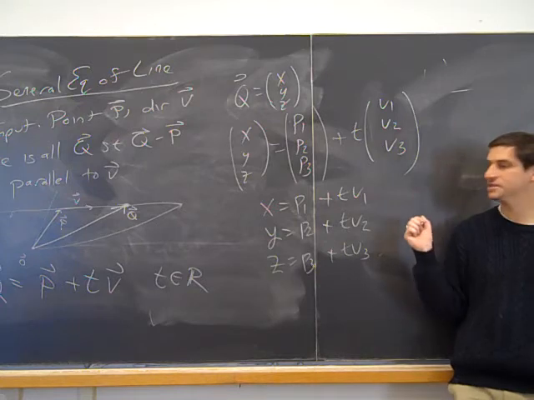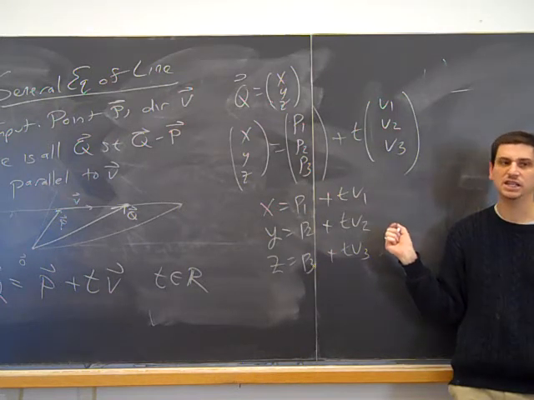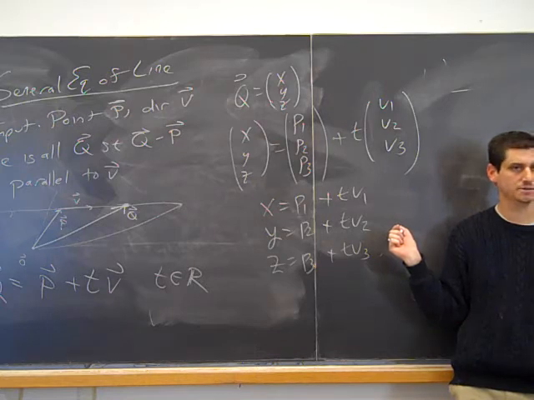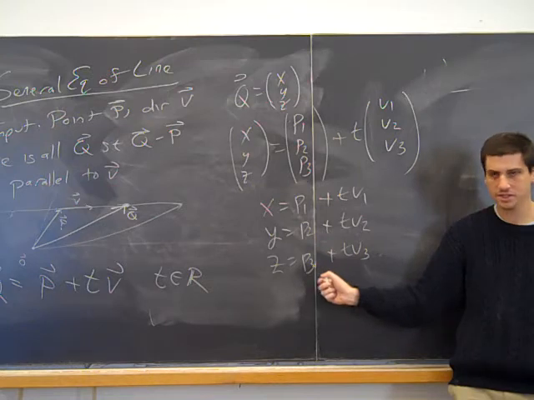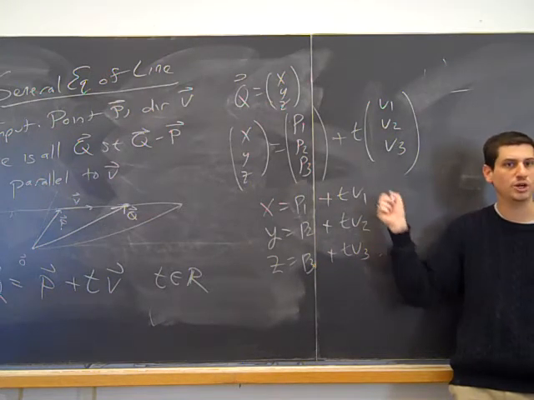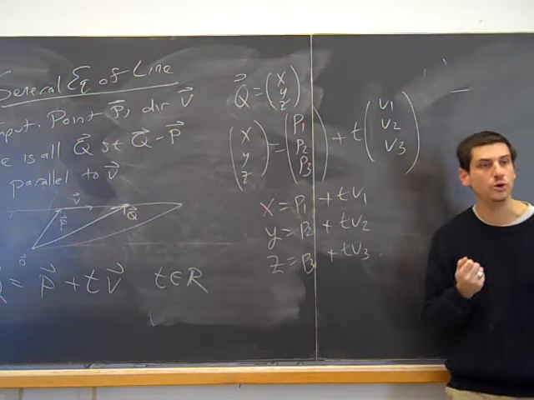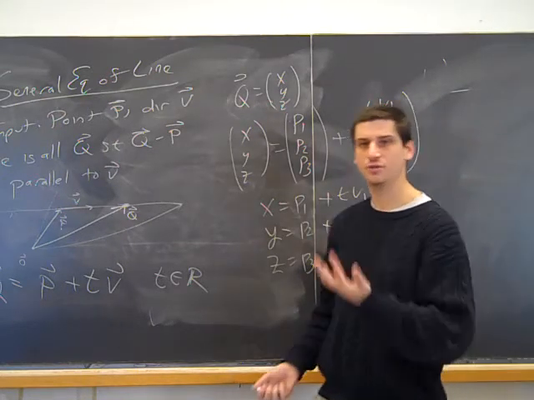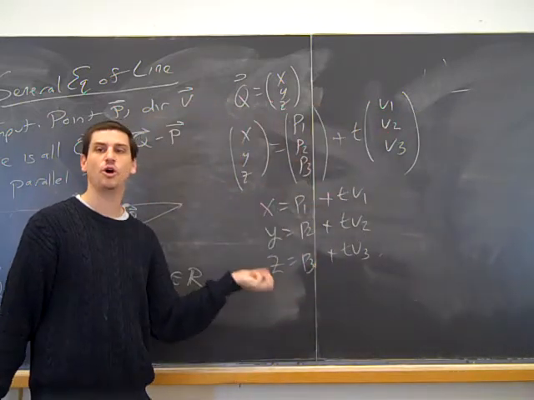And if I do it like this, it's not immediately clear that this is the equation of a line. I've got a lot of variables going on. But my point P is fixed, my vector V is fixed. Once I specify T, do I know X, Y, and Z? Yes. There's only one unknown. Well, if you want, there's 4 unknowns, but really, once you specify T, then X, Y, and Z all fall out.